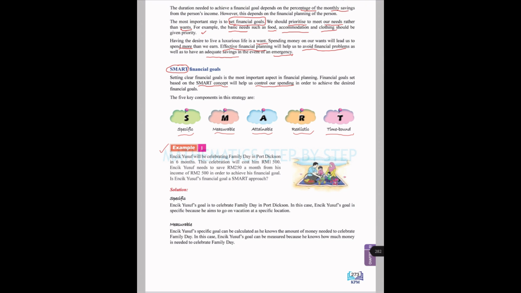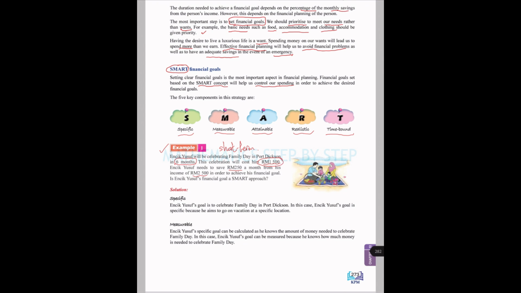Encik Yusuf will be celebrating Family Day in Port Dickson in 6 months. Okay, so this celebration will cost him 1,500 ringgit. Encik Yusuf needs to save 250 a month from his income of 2,005 in order to achieve his financial goal. Okay, so we can see that this is a short-term financial goal, because he will need to achieve it in 6 months. Okay, and it involves only a small amount of money, which is 1,500.